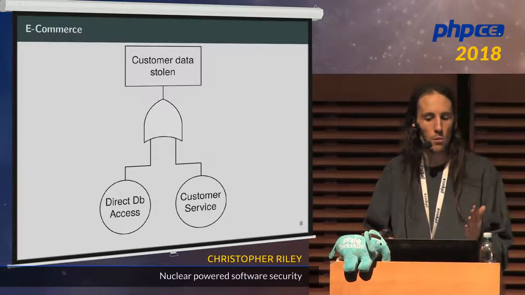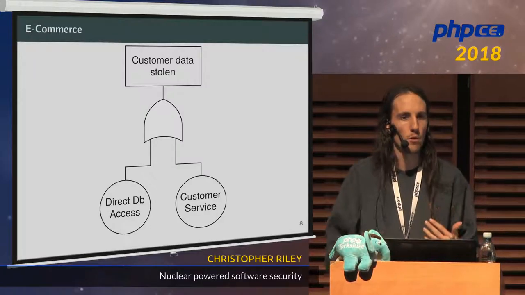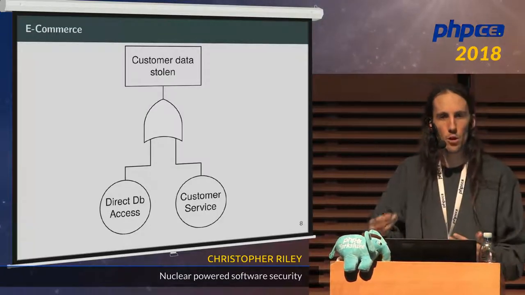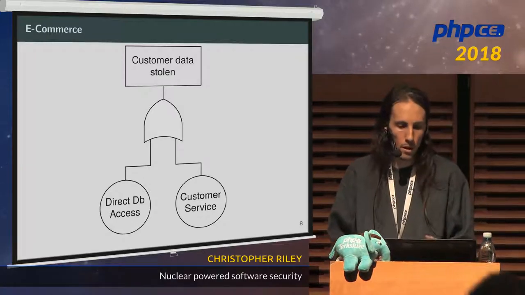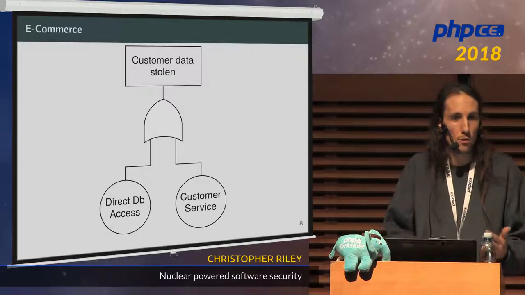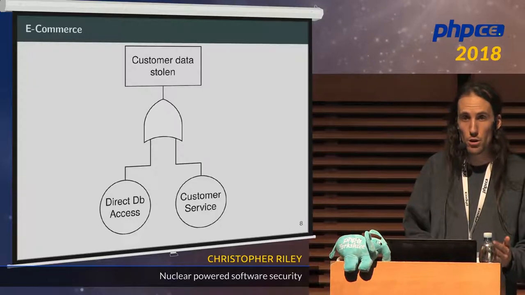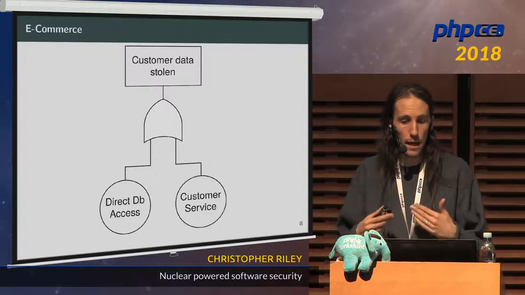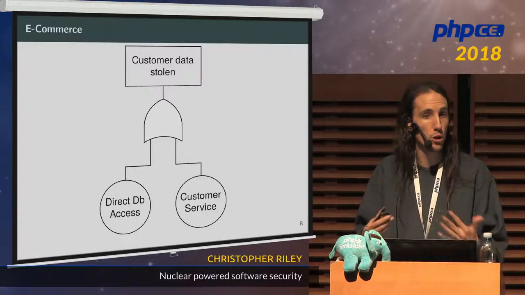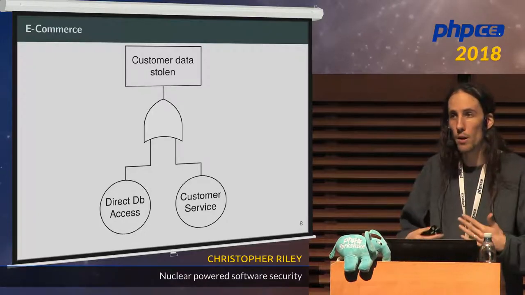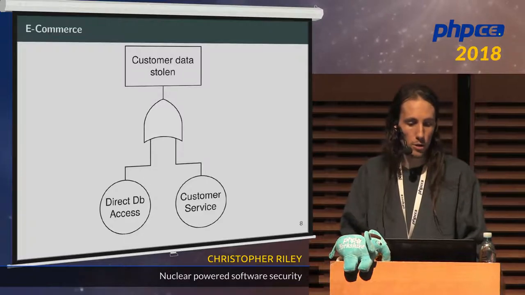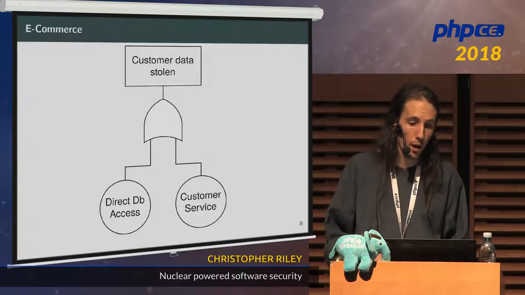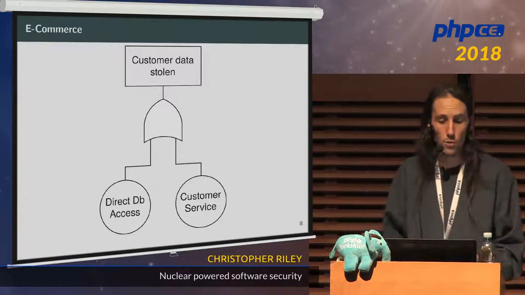If we imagine an e-commerce site, we're storing lots of information about your customers. We've got their address, we've got their purchase history, we've maybe even got credit card details in there. One really bad thing to do, especially given the GDPR legislation that's come in recently, would be if that customer data was stolen by an attacker and leaked to other people. Because that could end up costing you a fortune, as well as reputational damage.